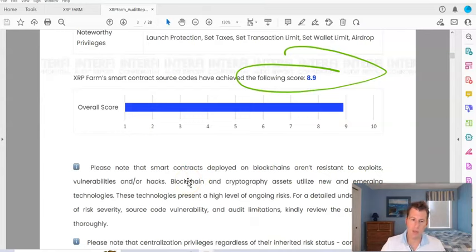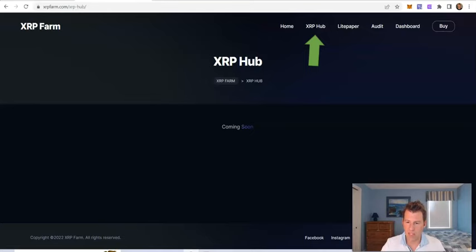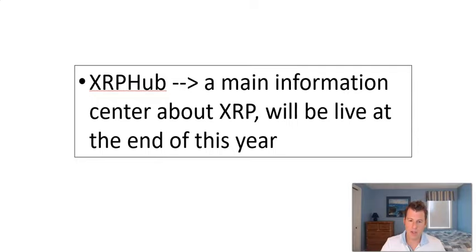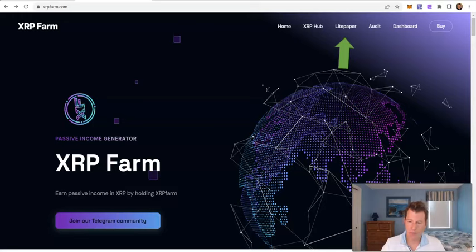That's top of the line. So this project basically passed with flying colors. Back to the website, if you look at the XRP hub, this is not live yet, as you can see, coming soon. It will be a main information center about all things XRP. That's Ripple, assume you know that. And they're aiming for that to be live by the end of the year.